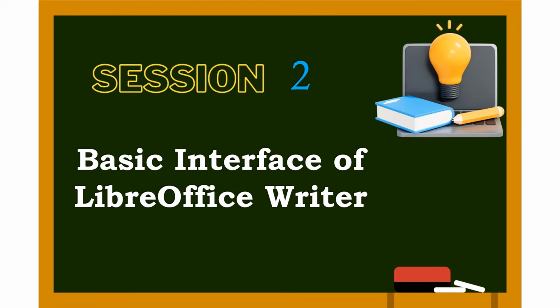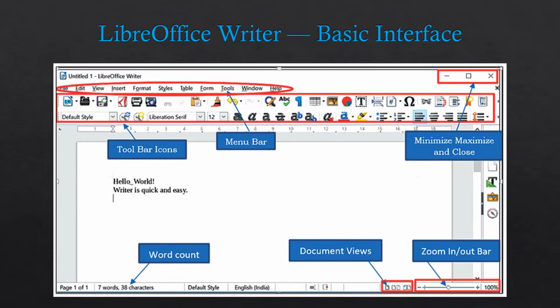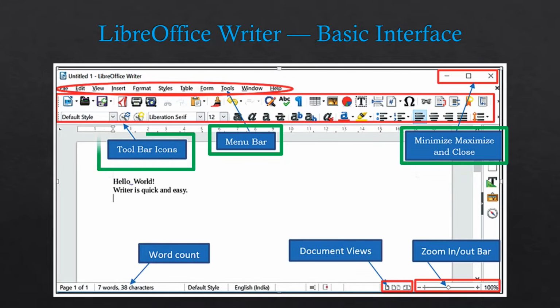Session 2: Basic Interface of LibreOffice Writer. Here is the basic interface of LibreOffice Writer, which we see when we open it. In the top right corner, we can see the minimize, maximize and close buttons. Then we can see the menu bar where different menus are available. Then toolbar icons are available.